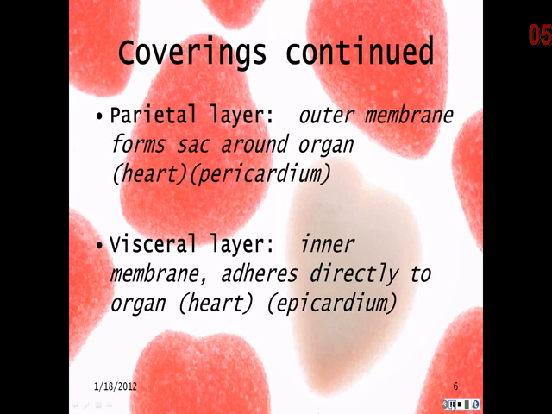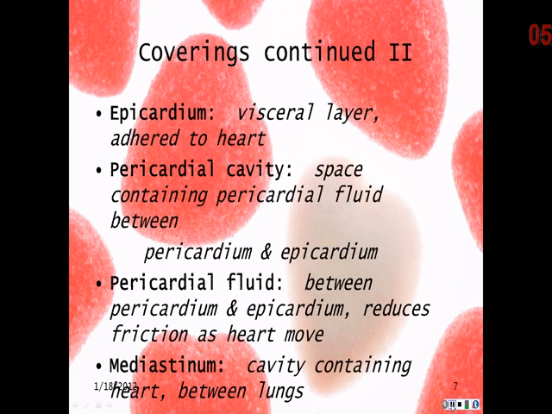There is another system for naming membranes around organs. The parietal layer forms the outer membrane and sac around the organ. In the heart, this is the pericardium. The visceral layer is the inner membrane that is adhered directly to the organ. In the heart, this is the epicardium.